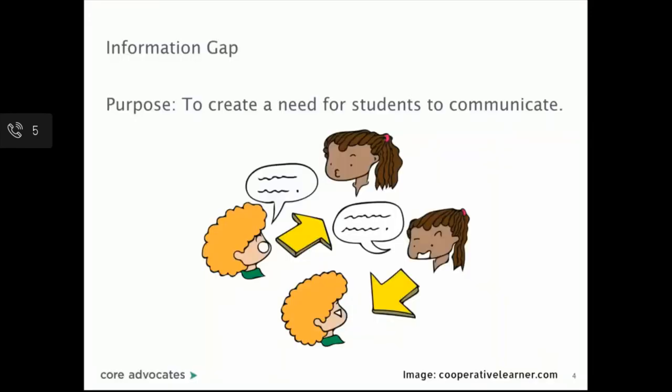And the main purpose behind information gap is basically to create a need for students to communicate. In information gap, we do this by facilitating a meaningful interaction, by giving partners or team members different pieces of information that have to be used together to solve a problem or to play a game. And with information gap, students have to orally, or visually, depending on what you're using, share their ideas and information in order to bridge the gap and accomplish something they couldn't have done by themselves.